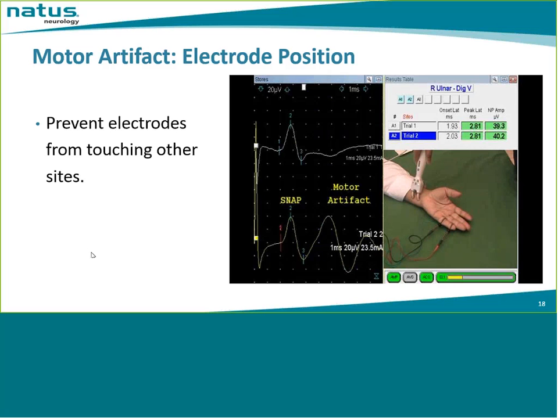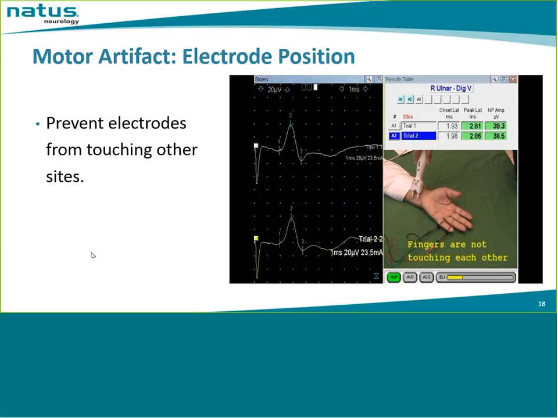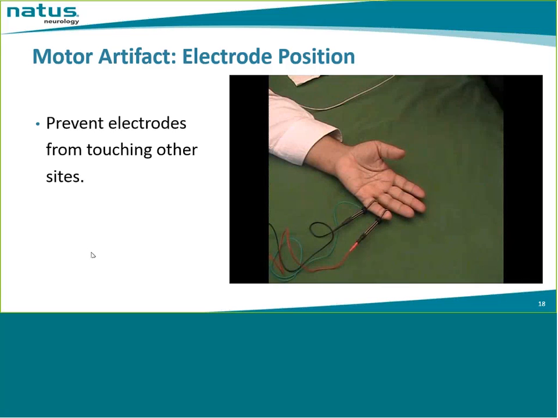We can prevent the fingers from touching by using a gauze to separate the fingers. Another simple trick is to take the roll of sticky tape and place them on the neighboring finger. Now the fingers don't touch and you will have less motor artifact.